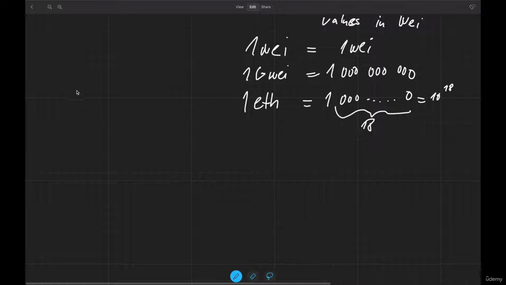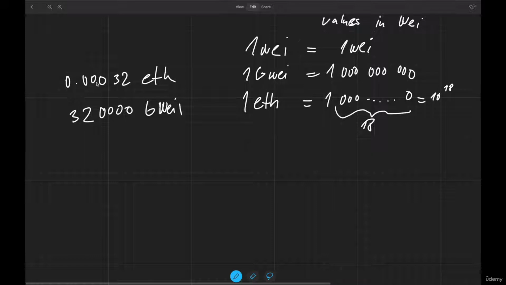So for example, transaction fees can be something like 0.00032 ETH. So we are not saying the transaction is 0.00032 ETH, but rather we'll say the transaction cost will be, let's say, 320,000 of a gwei. Okay, so we'll say they'll pay 320,000 gwei for a transaction, rather than saying they will pay 0.00032. And of course, these amounts for a transaction can be even smaller.